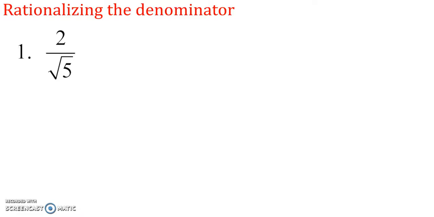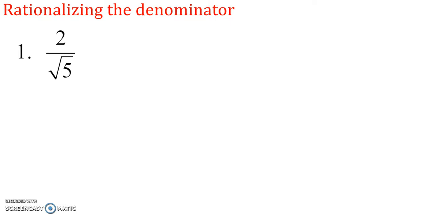Hello class, today we are going to be rationalizing the denominator. And the reason we're rationalizing is because for an expression to be simplified, we cannot have a radical in the denominator. So right now this almost looks like it's fine except for the square root of 5 is located in the denominator. So we are going to get it out.